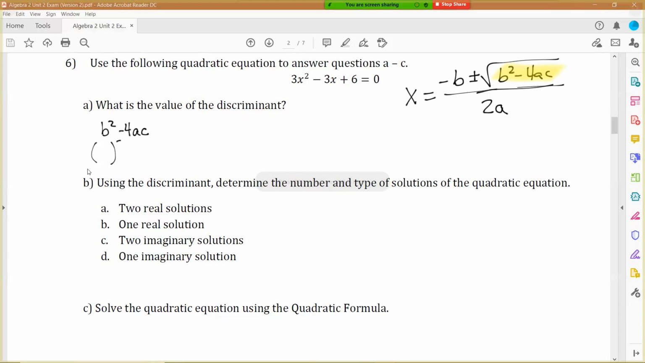The biggest mistake students make on this part is they don't use their parentheses. So b squared is negative 3 squared. You must put that into parentheses or you're going to get the wrong answer. Minus 4 times A, which is 3, times C, which is 6.